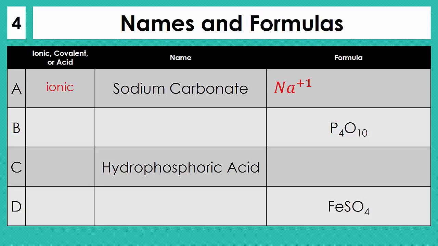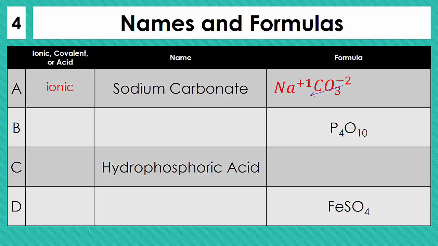With ionic formulas, we have to first identify the ions. So sodium loses one electron, it has a +1 charge. And carbonate is CO3 minus 2. So now that we've determined the charges, we need to figure out how many of each ion is present so that the charges overall are neutral.